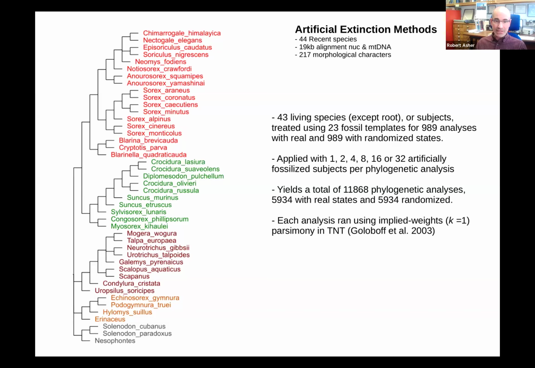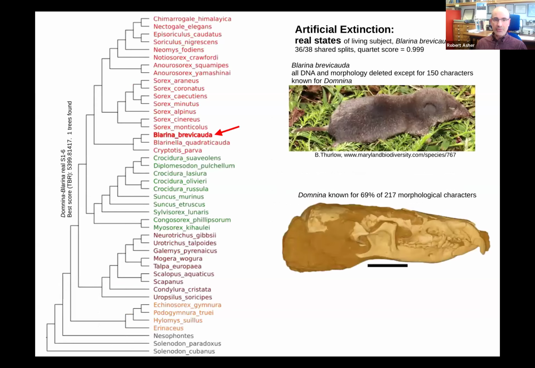And because of the large number of phylogenetic analyses, you can't have any single analysis running for hours. It'll take years. So we need a really fast method. So we use TNT, parsimony using implied weights in TNT, and that way you can leave your analysis running overnight and get all your results. Okay, so let me tell you some of the specific results of this study.